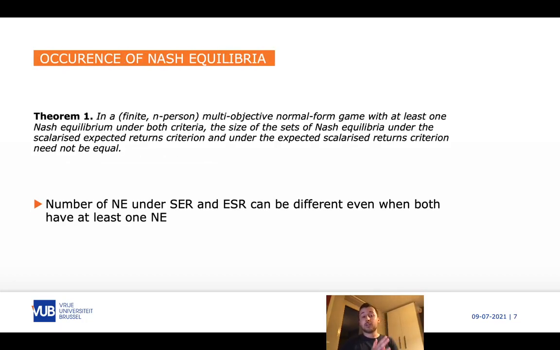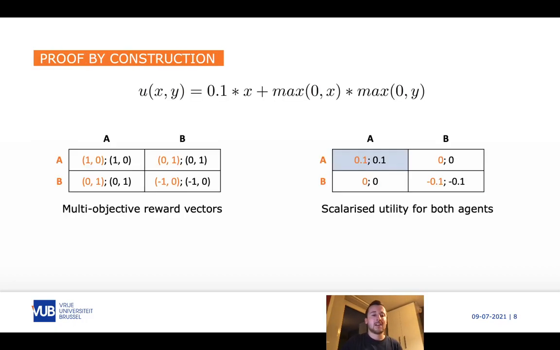All right, so moving on to the actual contributions of this work. The first theorem talks about the occurrence of Nash equilibria, and specifically it says that in a multi-objective normal form game with at least one Nash equilibrium under both criteria, the size of the sets of Nash equilibria under the scalarized expected returns criterion and under the expected scalarized returns criterion need not be equal. So in short, the number of Nash equilibria under SER and ESR can be different even when both have at least one Nash equilibrium. And we were able to show this by constructing a game with this exact property.